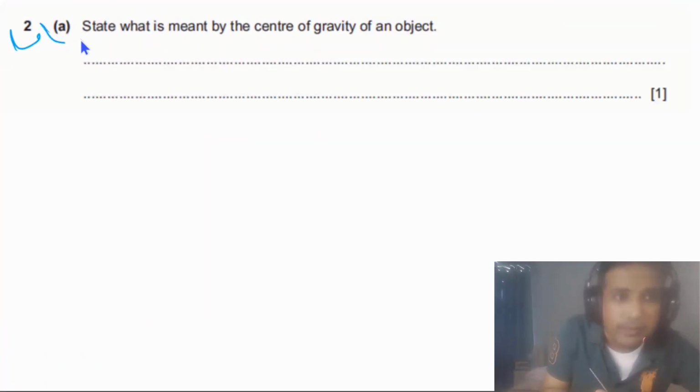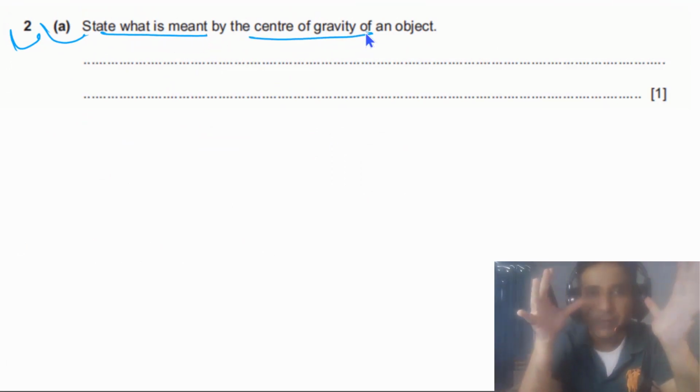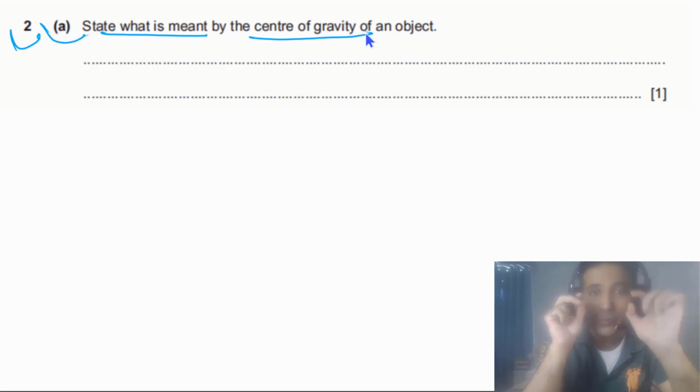Question 2, part A says, state what is meant by the center of gravity of an object. Center of gravity of an object is the point where if we apply a single force, we can balance that object, and that point is called center of gravity. Means at that point we can consider whole weight of the body is acting.